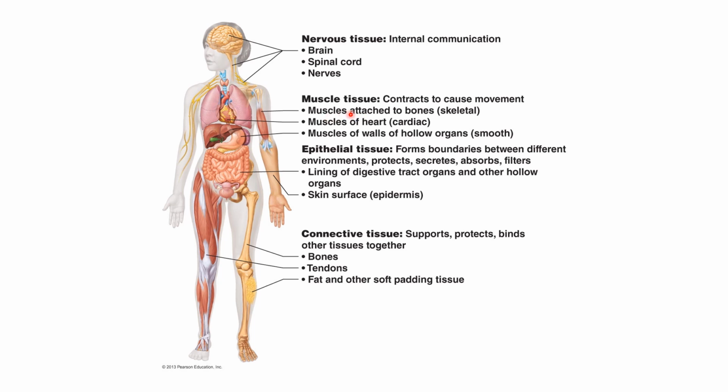Muscle tissue contracts to cause movement. Skeletal muscles are attached to bones, so attached to the skeleton. Cardiac muscle is the muscle of the heart. And smooth muscle, that's the muscles in the walls of hollow organs like the digestive tract. Epithelial tissue forms boundaries, protects, secretes, absorbs, and filters. So lining your digestive tract and other hollow organs, also the skin surface. And then connective tissue, so your bones, tendons, ligaments, fats, all sorts of other tissues in there.